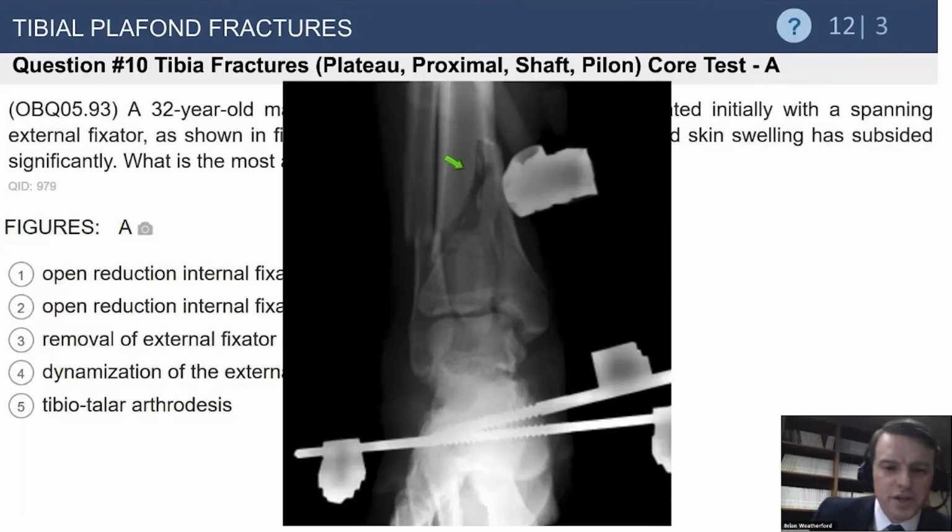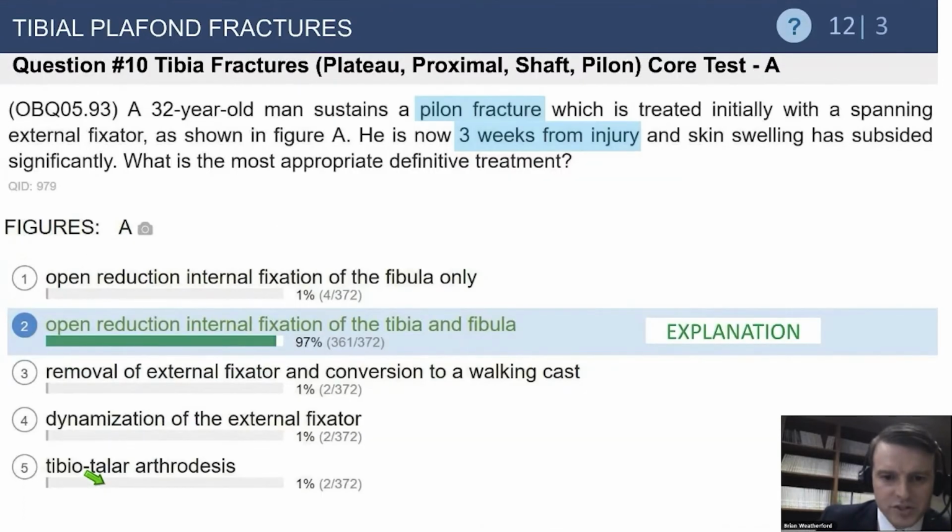Okay, so you can see we've got, again, a severe intra-articular fracture. Again, we've got a spanning external fixator. They chose to include the foot here. Again, there's no articular surface. It's in continuity with the shaft. It's a C3 fracture, Ruedi-Allgöwer type 3.